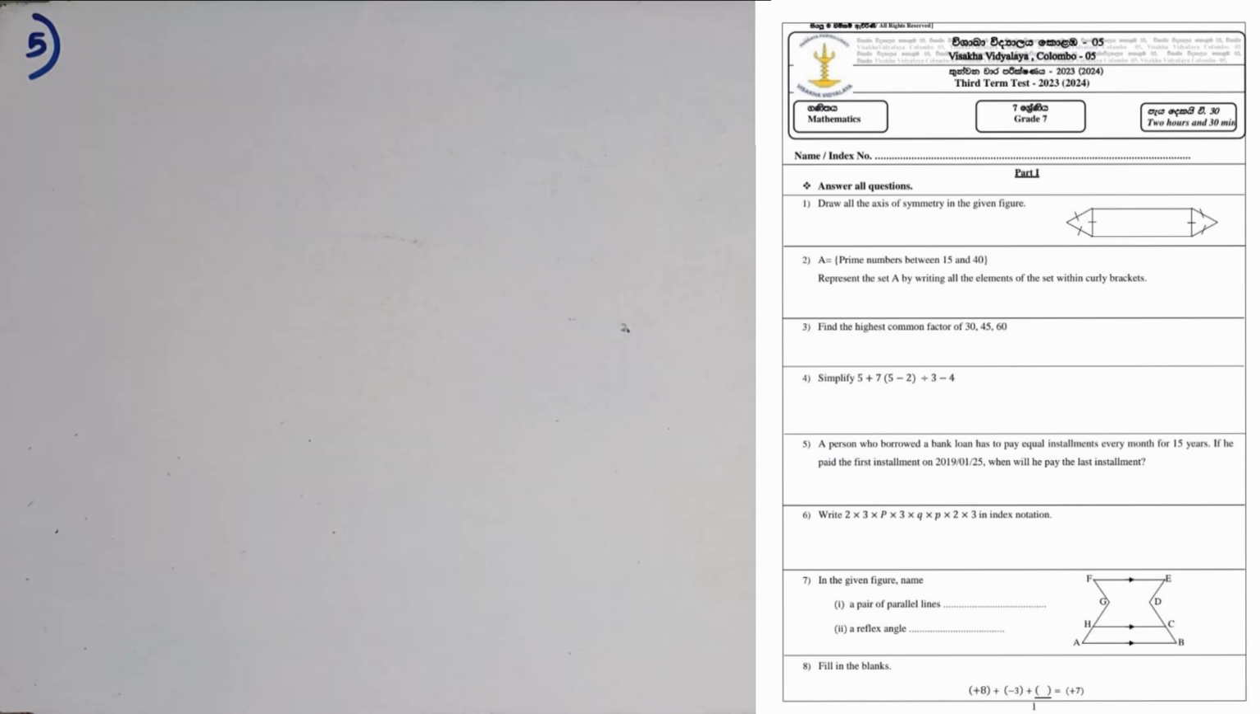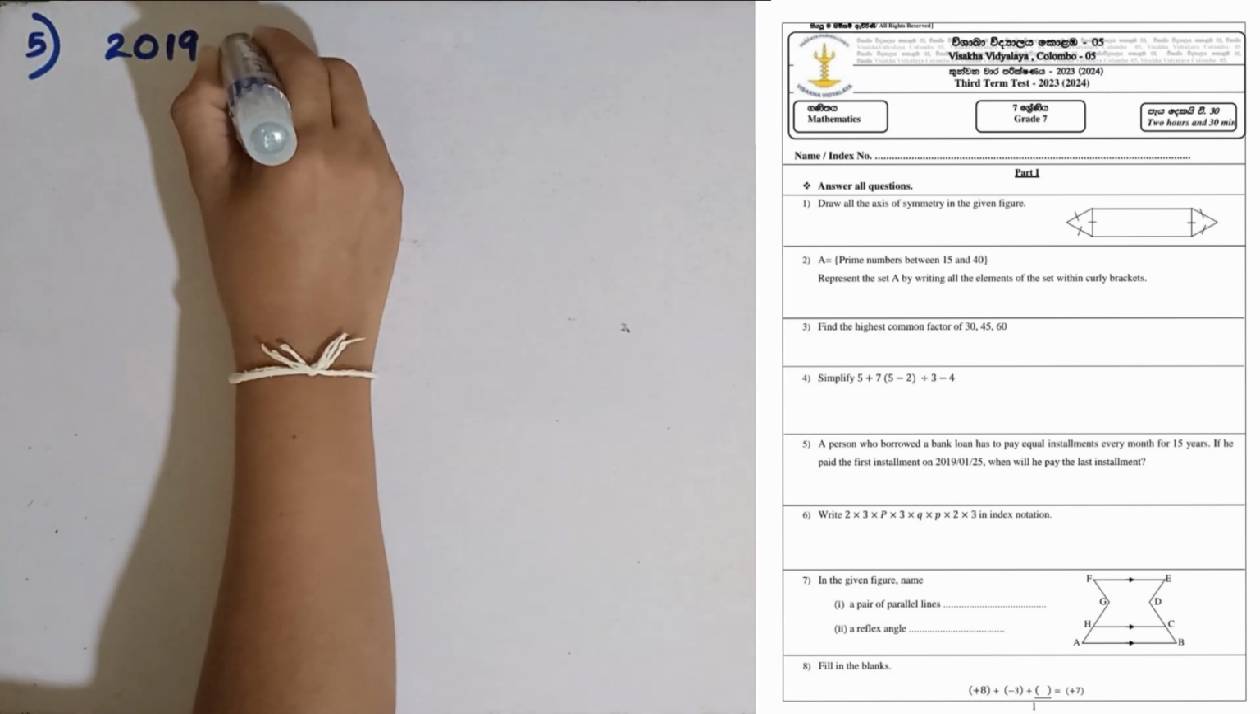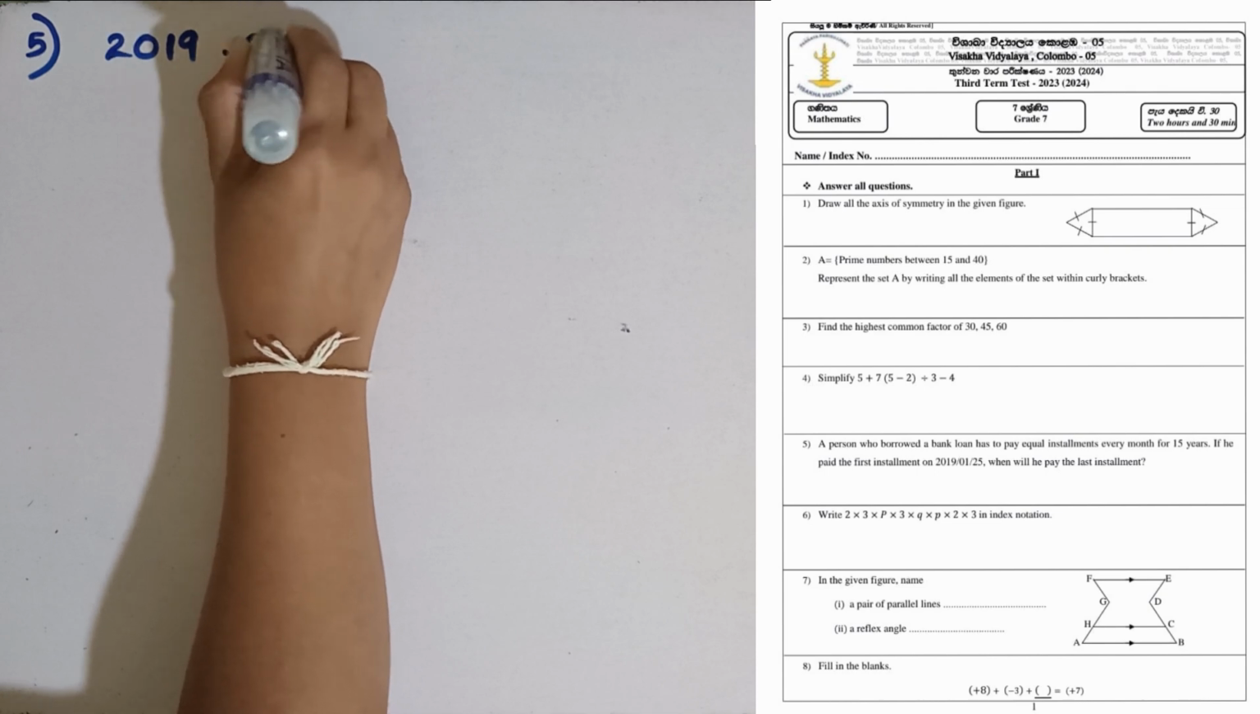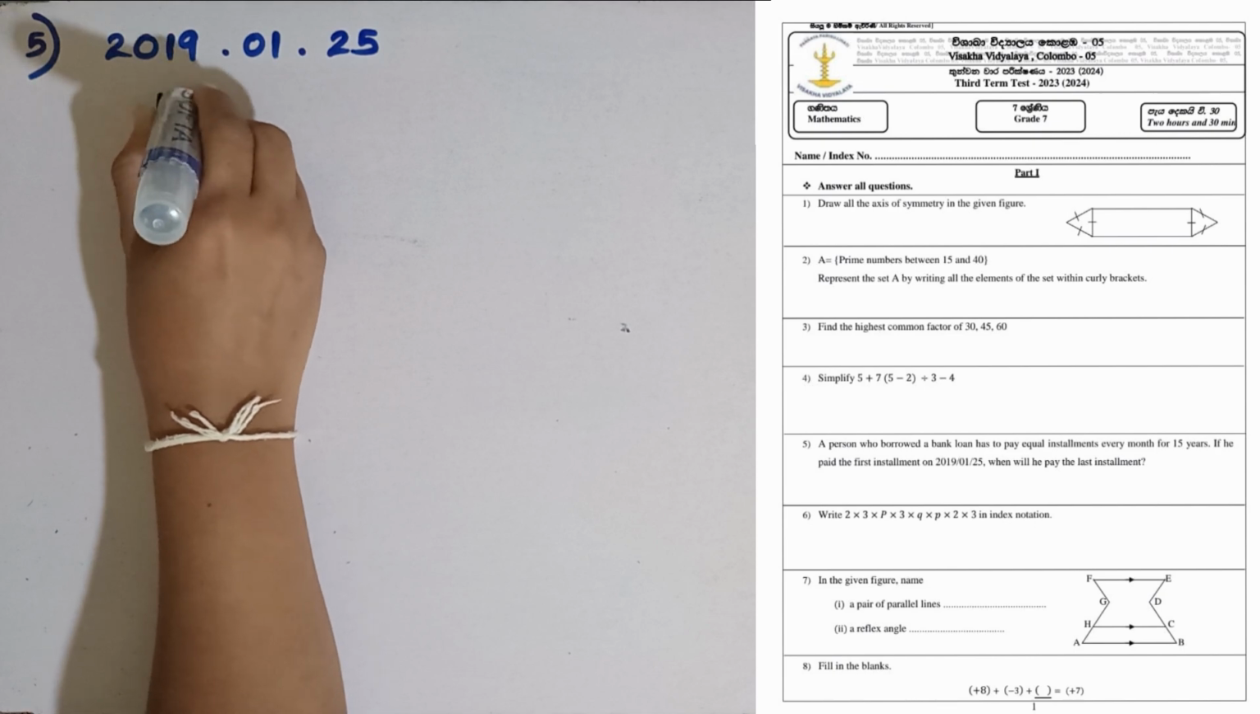Question number 5. A person who borrowed a bank loan has to pay equal installments every month for 15 years. If he paid the first installment on 2019 January 25th, when will he pay the last installment? We have to add 15 years for this date. 2019, then first month, the date is 25. We have to add 15 years for this.